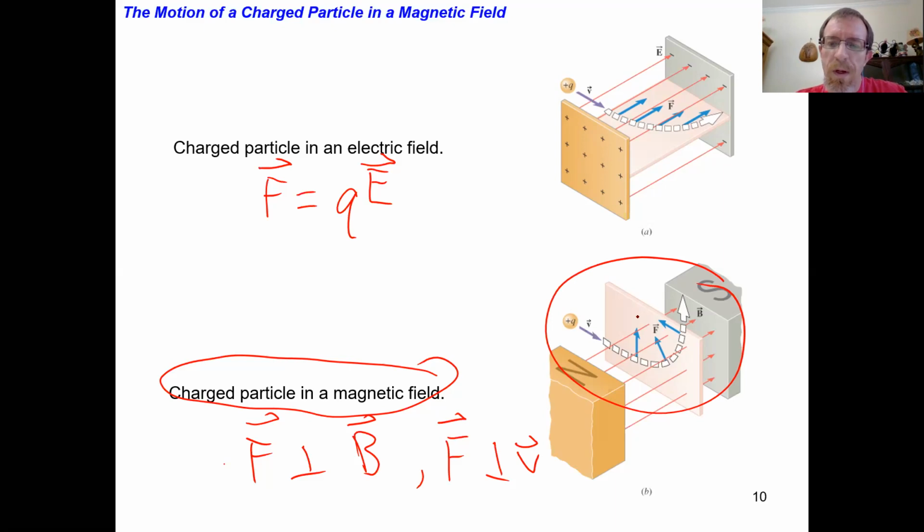For instance, if we look right there at that moment, we put our fingers in the direction of the velocity vector, and we curl our fingers in the direction that the magnetic field is pointed in. If I point my fingers here in the direction of the velocity vector, and then say the magnetic field was pointed that way, I curl my fingers in the direction of the magnetic field, my force would be straight upwards.